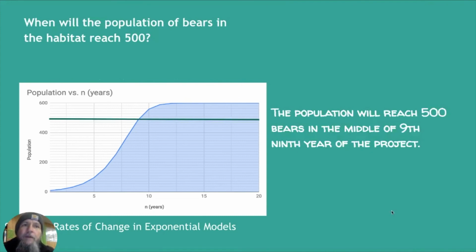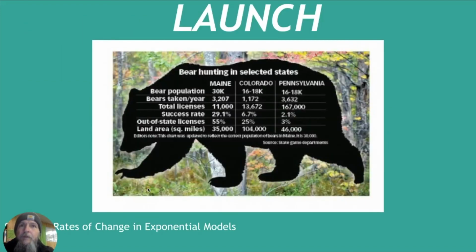So the population will reach 500 bears in the middle of the 9th year. Okay, see where it goes. We're looking at the number of years on the x-axis, and 500, which this green line describes. And the green line crosses that curve right at where the x-axis is at around 9 years. All right, I'm going to launch you with this.